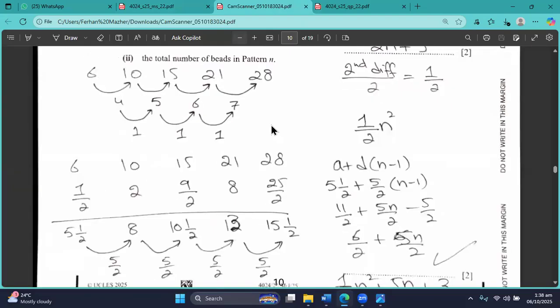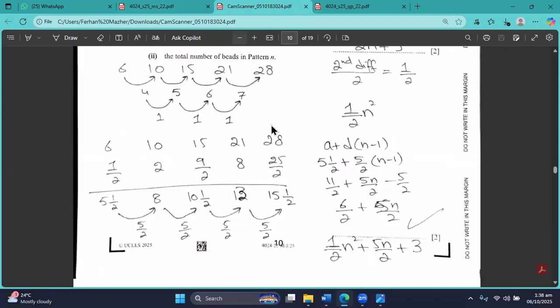So first of all, I will find out the first difference. When I found the first difference, that is 4, 5, 6, 7. So you see the first difference is not the same. Then I found the second difference. The second difference between these terms is 1. So if the first difference is not the same but the second difference is the same, then it means that it's a quadratic expression.